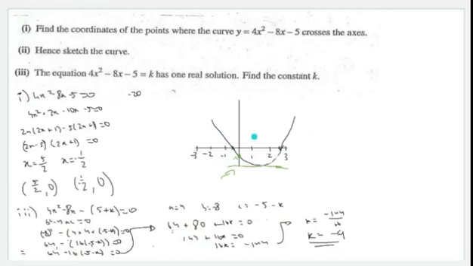Halfway between the two x coordinates. So halfway between minus 1/2 and 5/2 is 1, and substitute 1 into the equation and you get out minus 9. But that's one way in which it can be done. This way works well because you've used the whole discriminant factor. Okay, so good stuff. Yeah, you've done well.